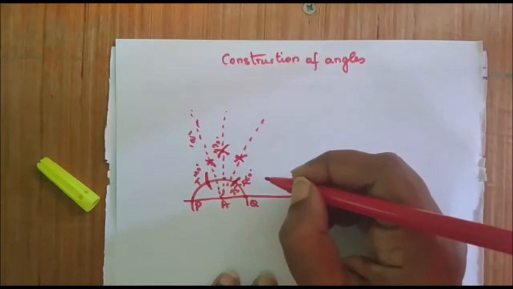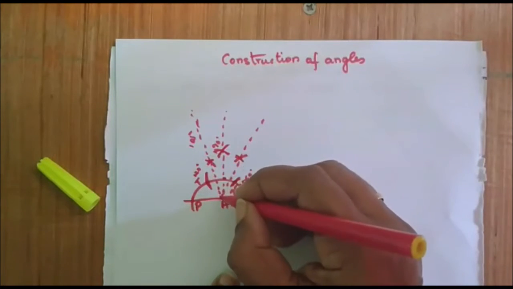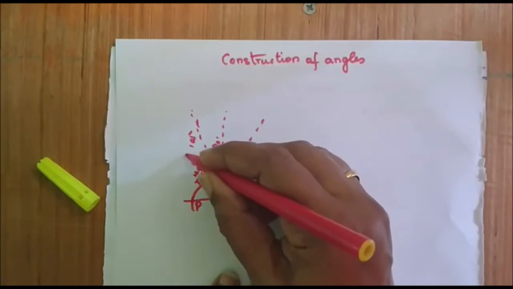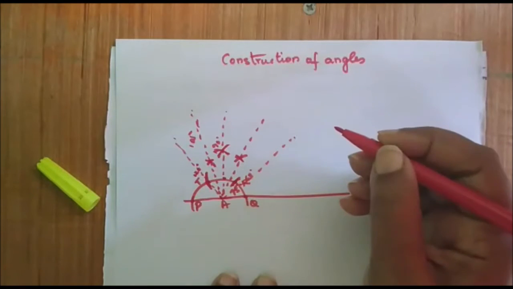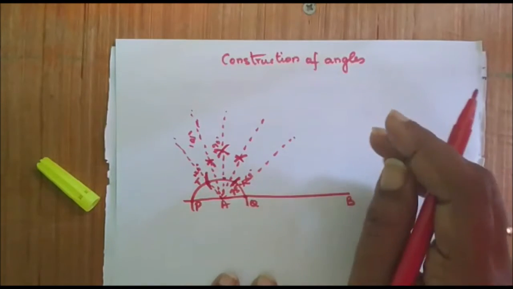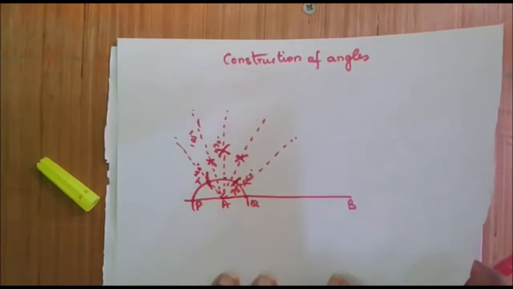So this is how I draw 75 degrees, 105 degrees, 90 degrees, and if I join this point, this will be 120 and this will be 60. I hope you understood. This is how we draw angles using the compass, not using the protractor.